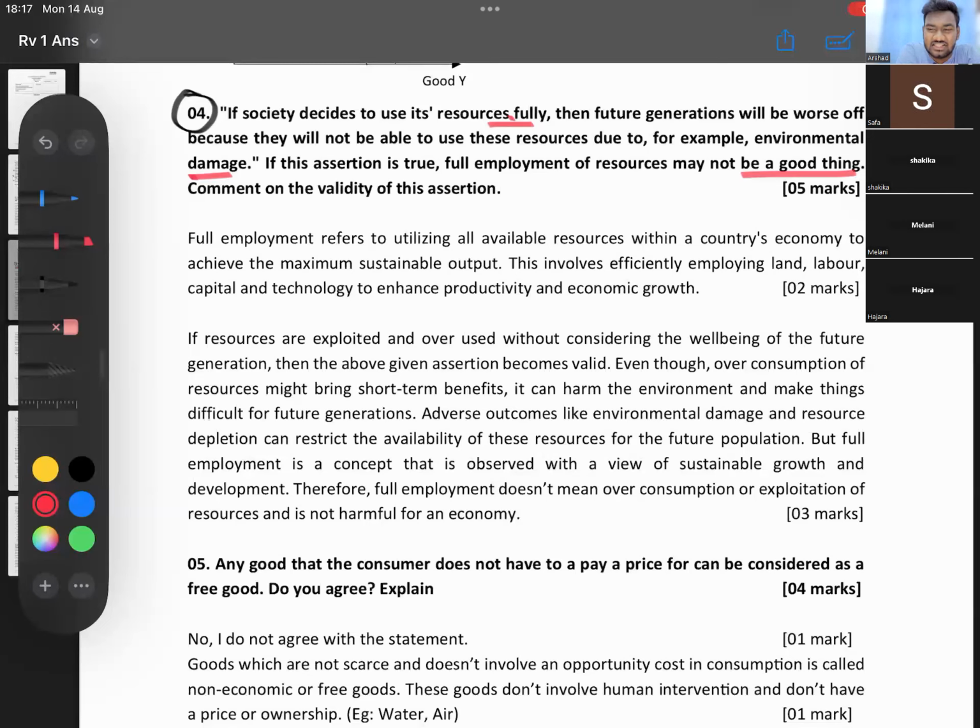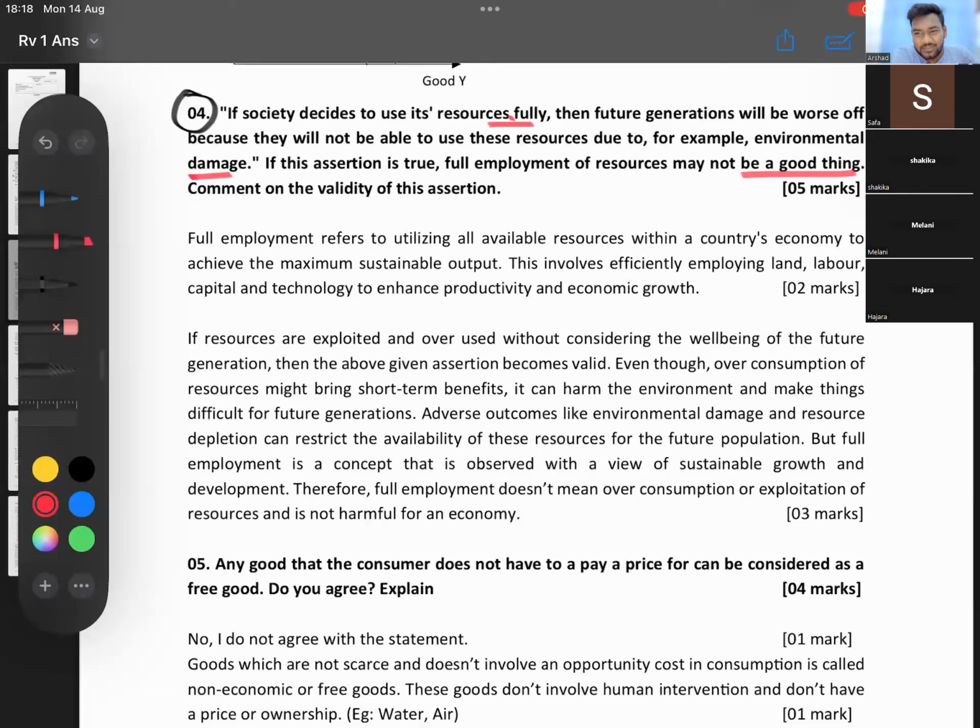Now, this question is saying, if you do that, future generations will be harmed, right? There can be environmental damage and all of that. So therefore, full employment is wrong. And they are asking us to comment on the validity. In other words, they are asking us whether this is true or false. Do you agree with this? What is the point, guys? Do you think full employment is bad? According to the question, they are saying if you employ all your resources, future generations can be harmed. So I'm asking you, do you think it's bad?